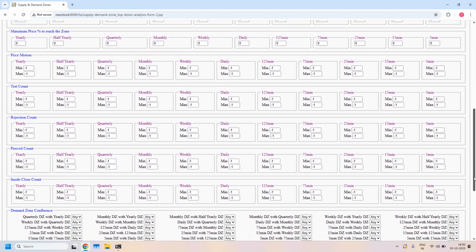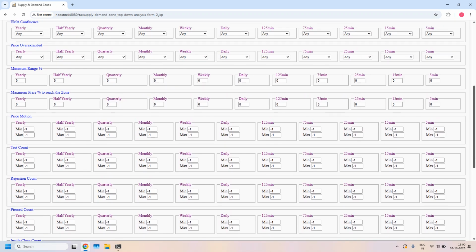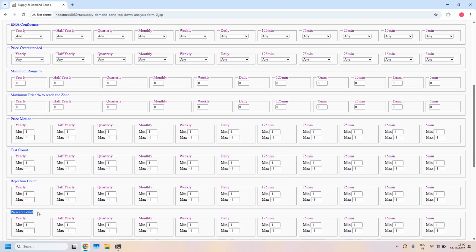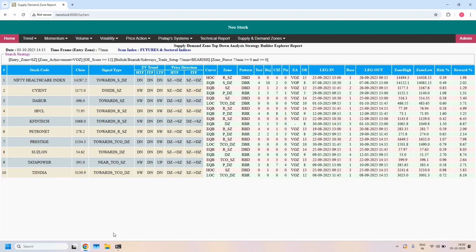So in the pierced count, at 75 minutes time frame, I am setting minimum value 0, maximum value 0. So with these filters, we got 10 stocks. All these 10 stocks are supporting bearish trade setup for weekly income trade, and entry time frame zones are 75-minute supply zones. So total we got 10 stocks.